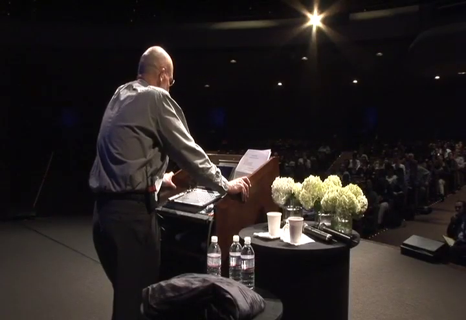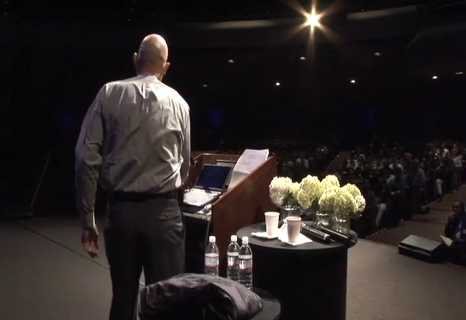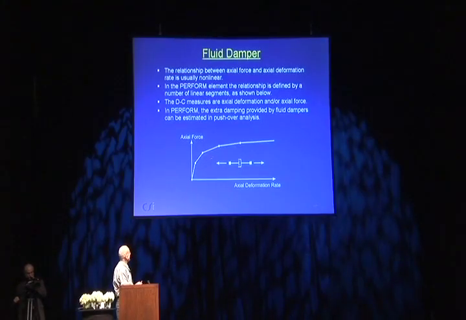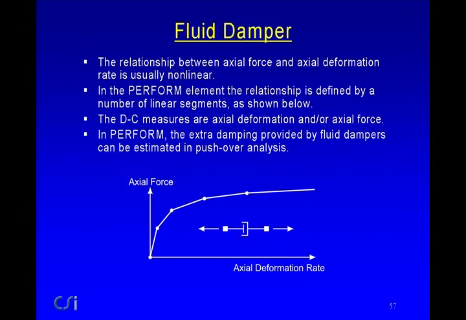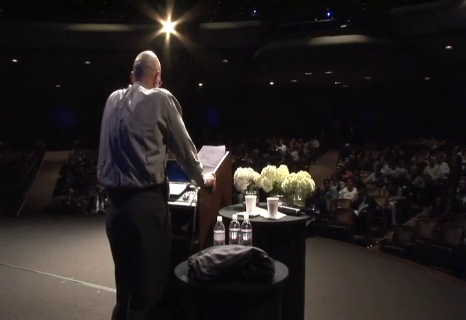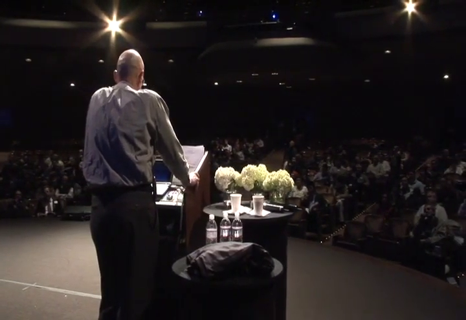In Perform, the relationship between axial force and axial deformation rate is defined by a number of straight line segments. The usual thing is to have a curve, but you approximate this curve with a number of straight line segments. The demand capacity measures can be either axial deformation or axial force, probably both actually. You'd like to know that you haven't exceeded the loads on the connection, so you'd look at axial force, and you'd like to know that you haven't exceeded the deformation capacity of the fluid damper, so you would use axial deformation also.